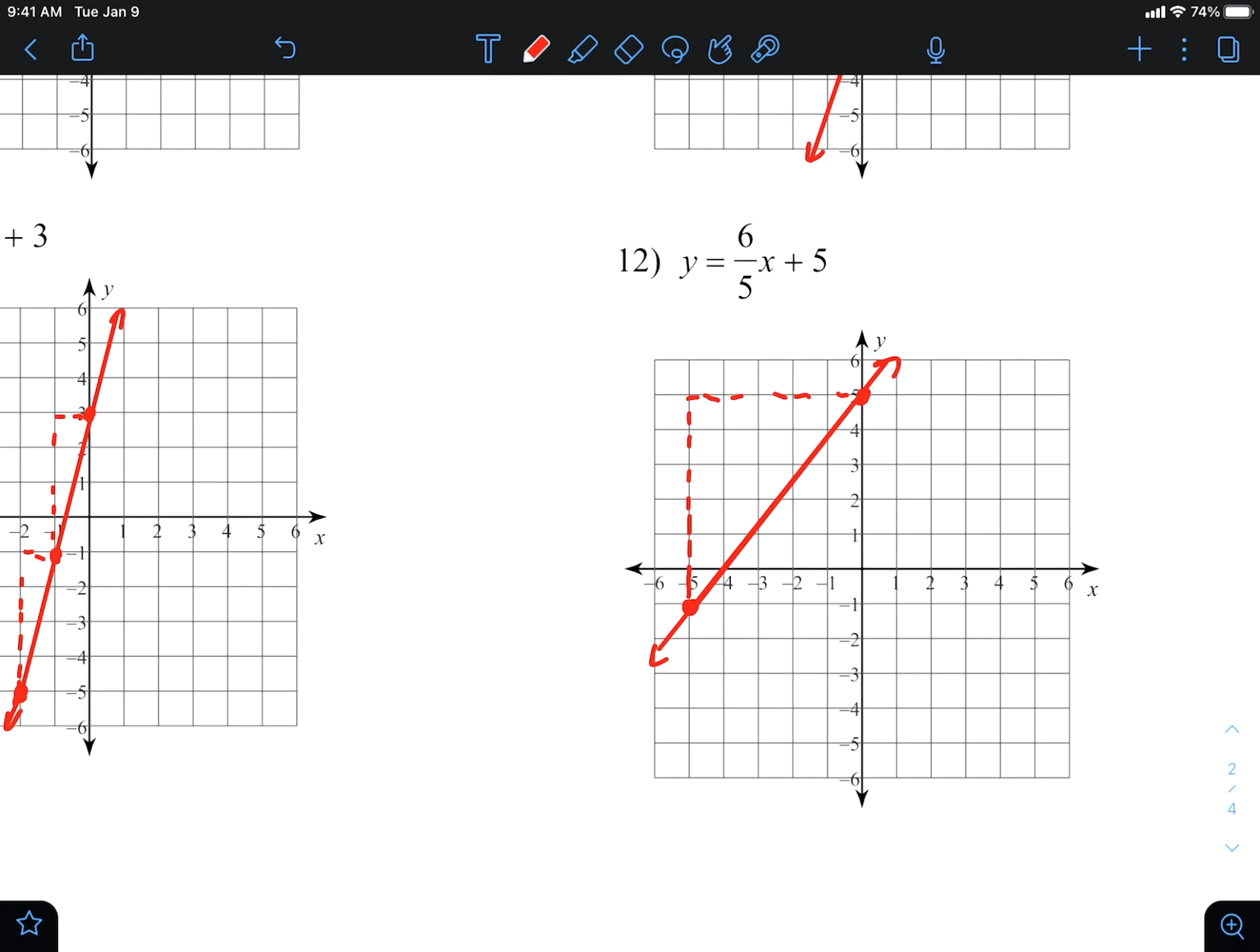So does anyone have any questions about any of this? It's all making sense? Graphing is all making sense? So of course you can do any of these with a table of values. You can do any of these with the method that I just showed you, which is the method I favor, but whatever you prefer is good with you.